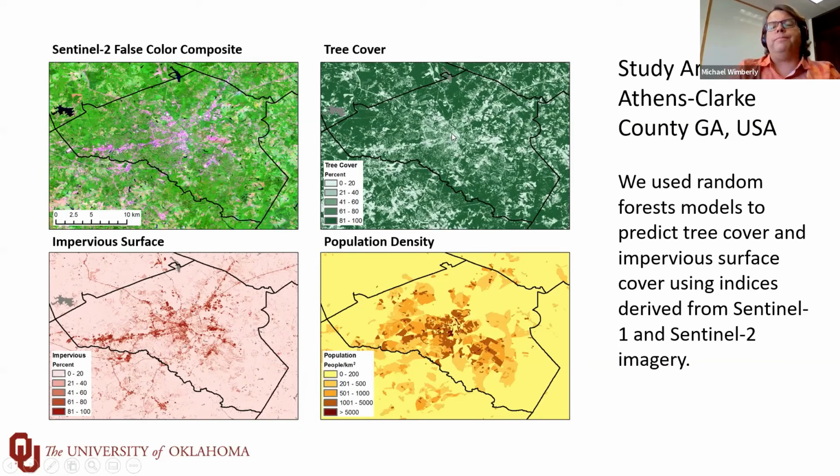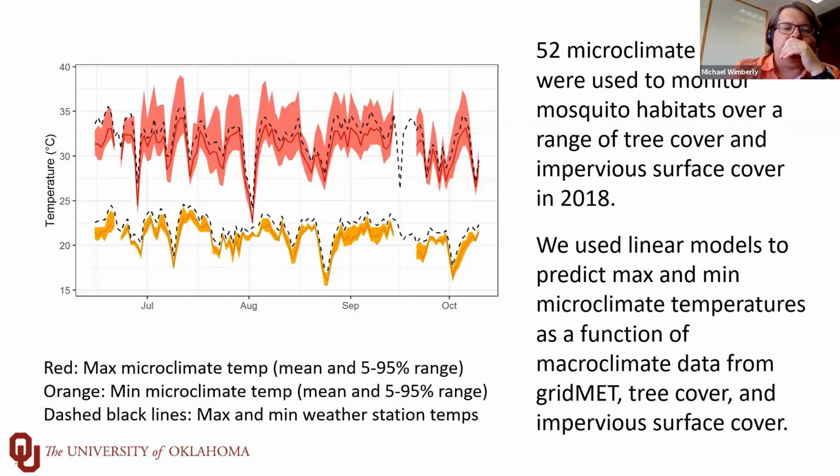So these were the main land cover data sources that we worked with to downscale the microclimate data. Here's some of that meteorological data.